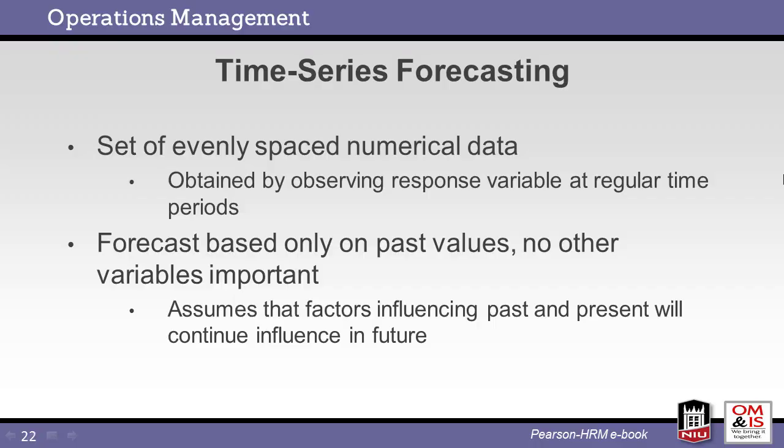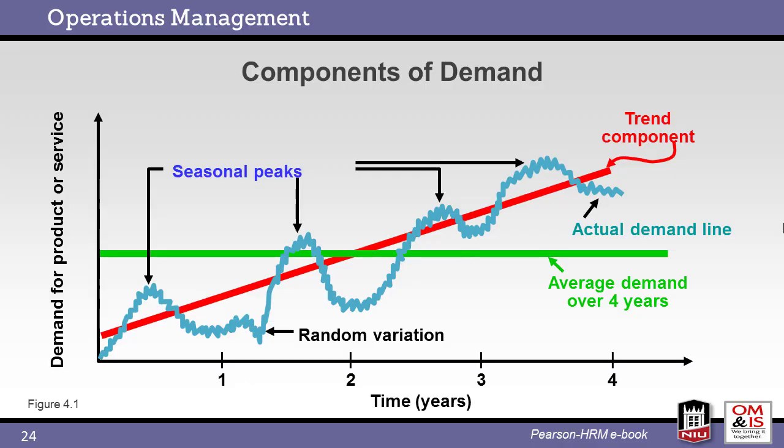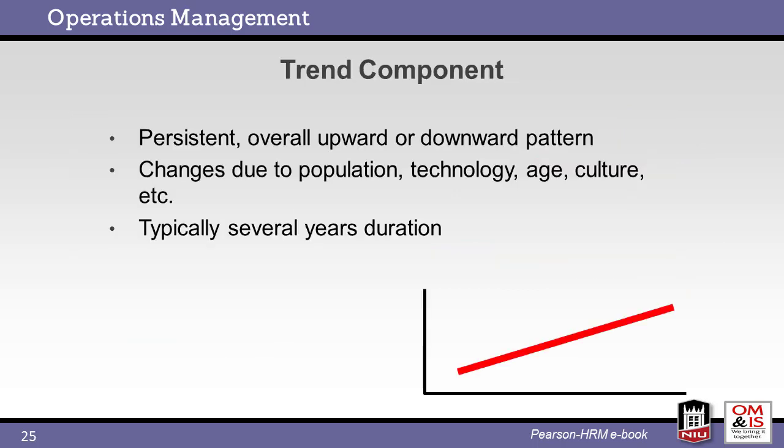Time series forecasting considers past performance at regular intervals and assumes that past performance will predict future performance. Time series analysis includes trends, cyclical variation, seasonal variation, and random variation. This graph shows the components of demand. We see seasonal peaks that repeat annually along with random variation. The trend line shows an overall increase over time. The components must be understood individually to create an accurate forecast.